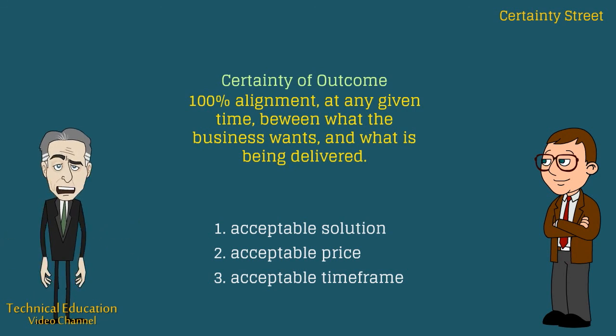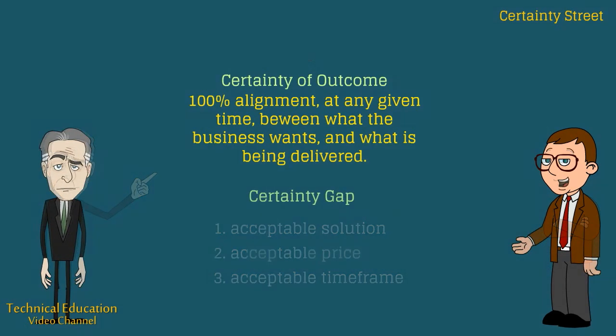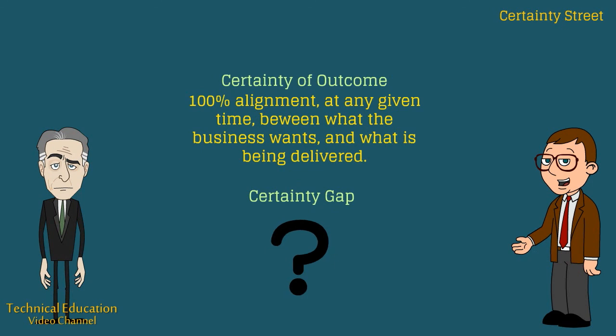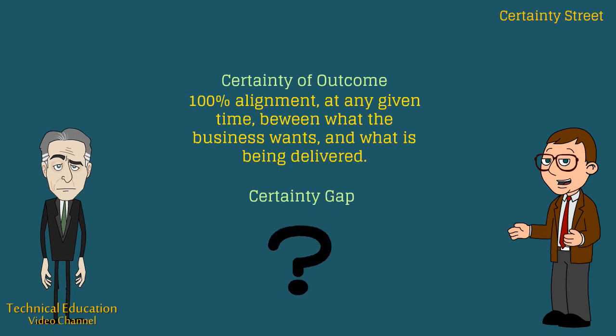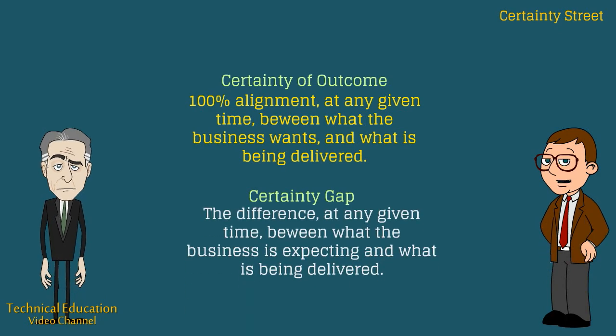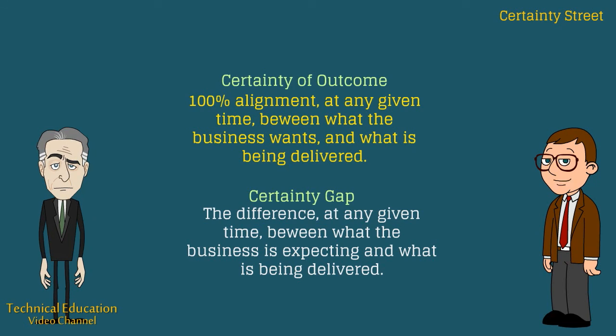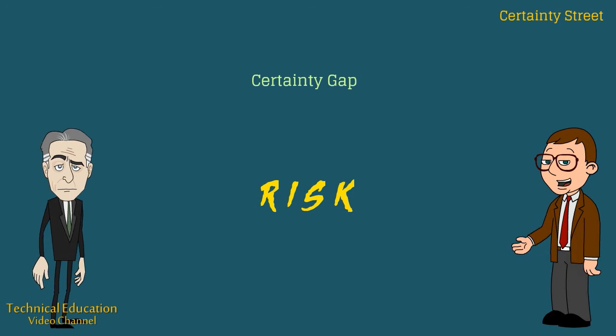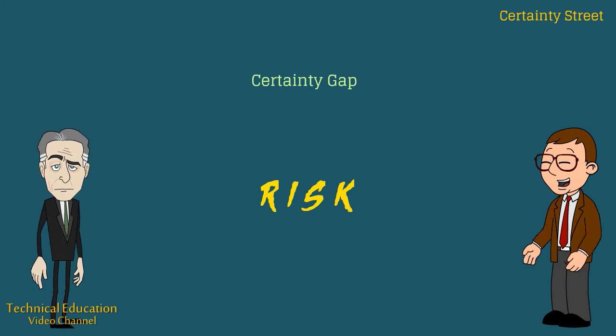But without it, we encounter the phenomenon we term the certainty gap. This is the difference between what we think the customer wants, and what he actually wants. And it happens more often than you might think. We can express this gap as the difference, at any given time, between what the business is expecting, and what we are delivering. The certainty gap is a product of uncertainty, or in other words, risk. So risk is something we can never lose sight of.